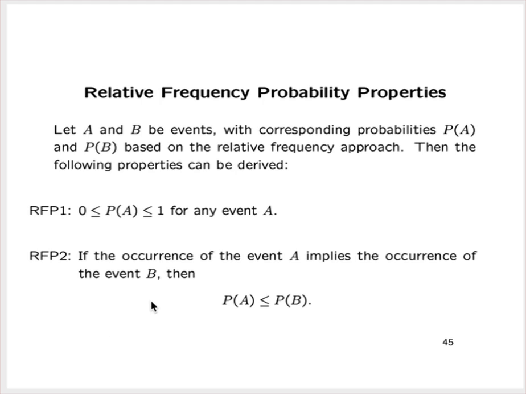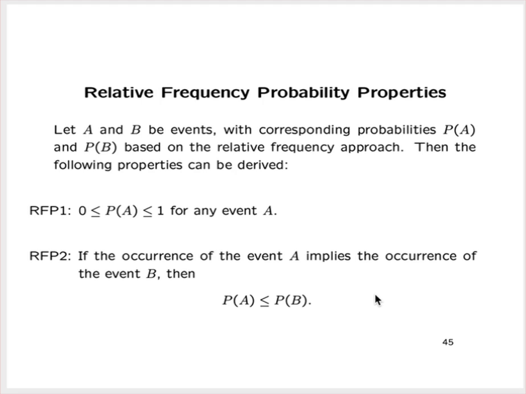Okay, so the second RFP, relative frequency probability property 2, is the following. If the occurrence of the event A implies the occurrence of the event B, then the probability of A can be no more than the probability of B. Or in other words, the probability of A is less than or equal to the probability of B. All right, so think about what that means. And also think about how you might go about proving this.